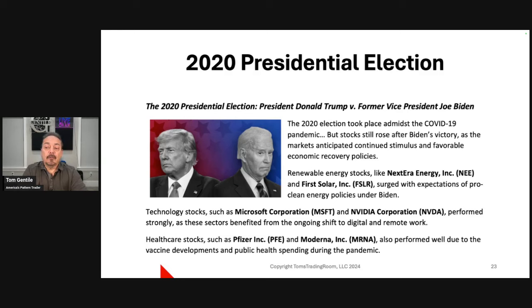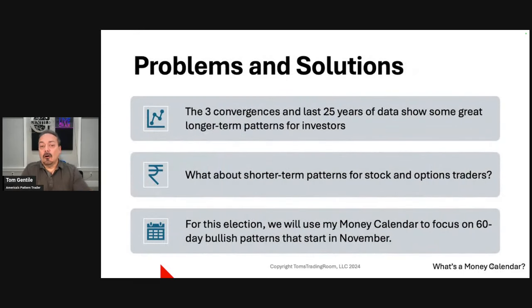And then we saw Pfizer and Moderna. I wanted to talk about that for a moment because they really popped because of the development of vaccines. Okay. So out of all of the last 25 years, when you consider 2020 as one of those years, we take that 25 years of data that we see.